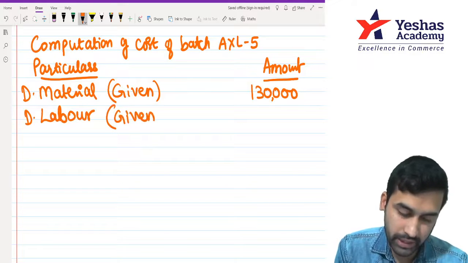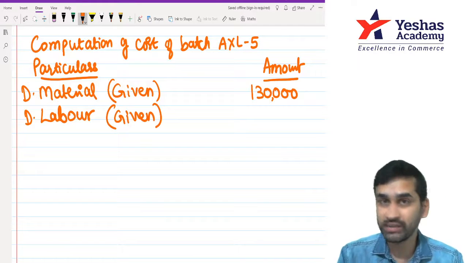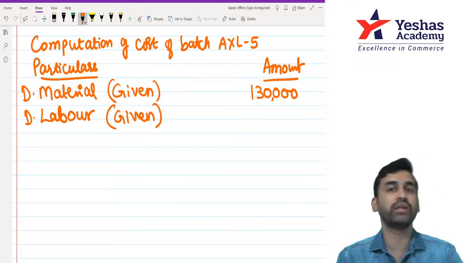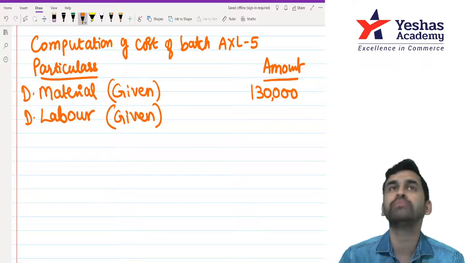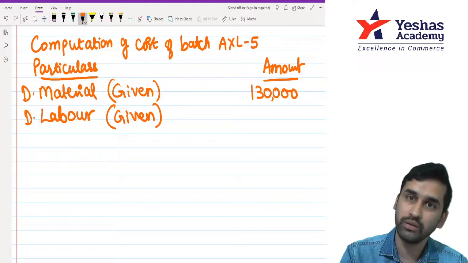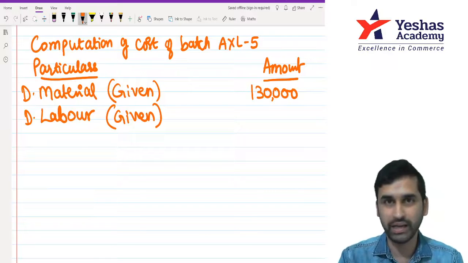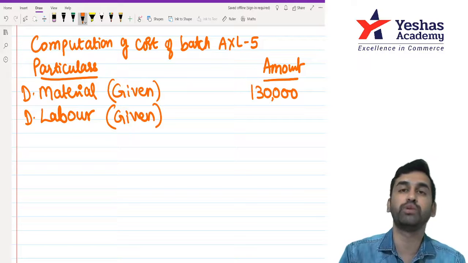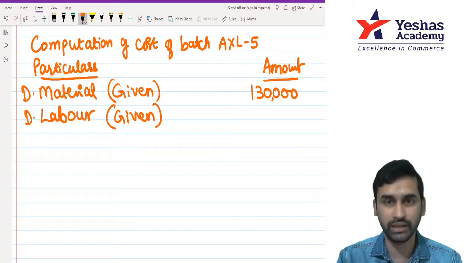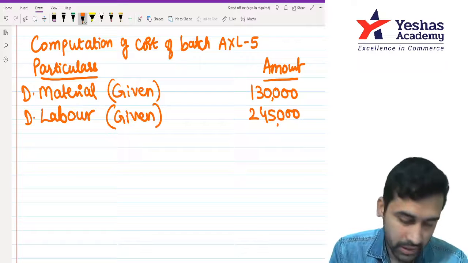Given. Sir, they have given it as labor. How did you include it in direct labor? It may be indirect labor also. Anything indirect is an overhead, and all overhead is done in working note 1. That means anything other than what is done in overhead calculation should be direct labor only. Are you following? If it was indirect labor, they would have given that in overhead table. Outside overhead discussion, if they are giving me something as material, it should be direct material. If they are giving me something as labor, it should be direct labor. If it is indirect, it will be there in overhead, correct? This is 245,000. Okay. Then comes overhead.